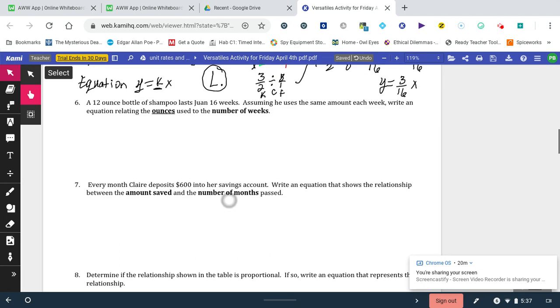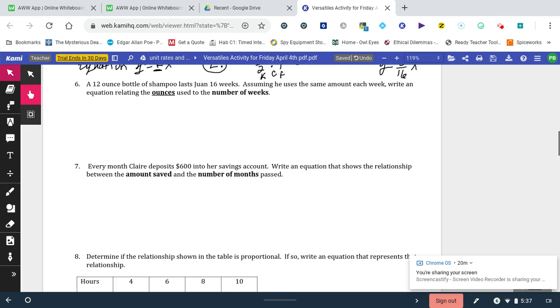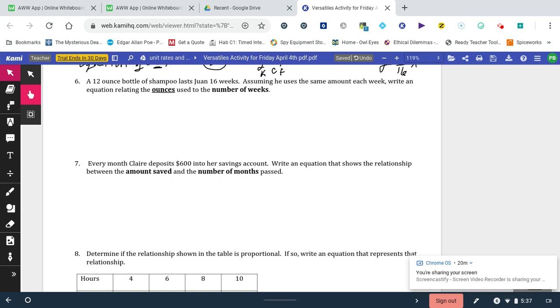All right, so let's take a look at it. It says a 12-ounce bottle of shampoo lasts 16 weeks. Again, we are assuming he uses the same amount each week. So if he's using the same amount each week, it's constant, which means that it's proportional. We need to write an equation representing ounces used to the number of weeks.